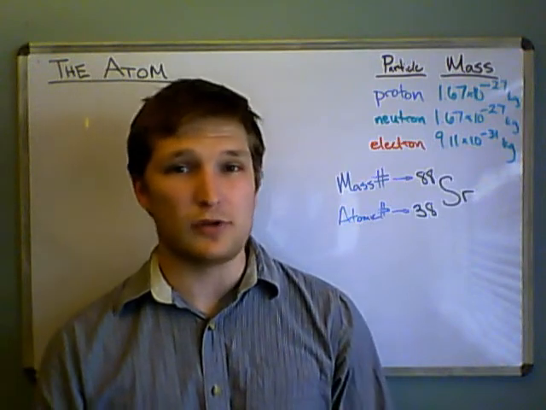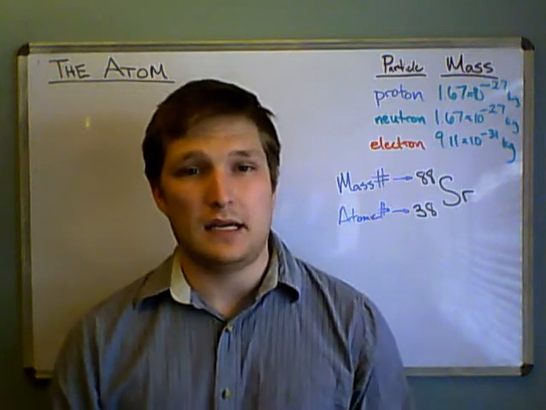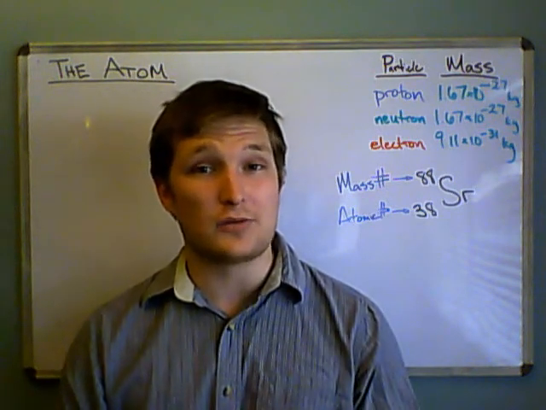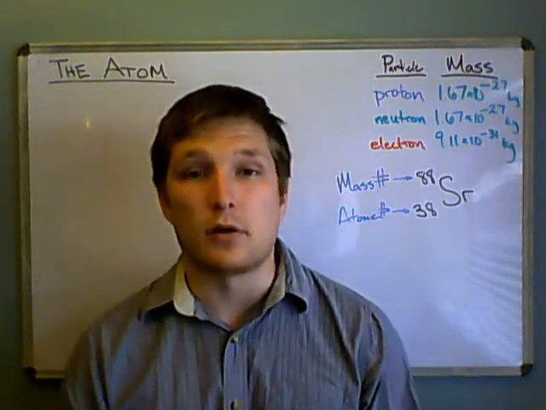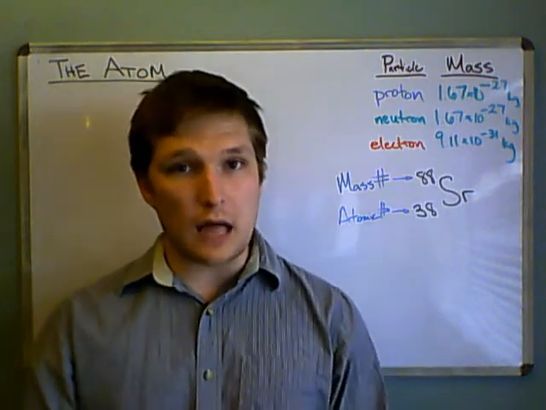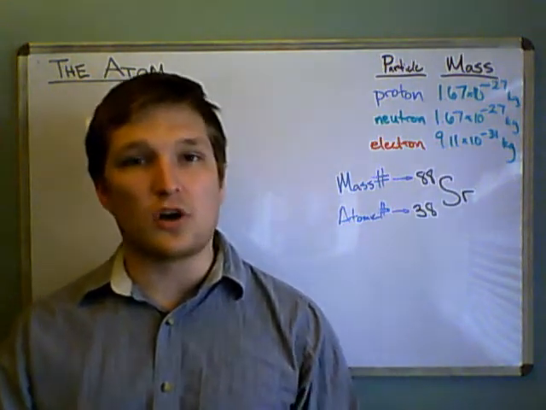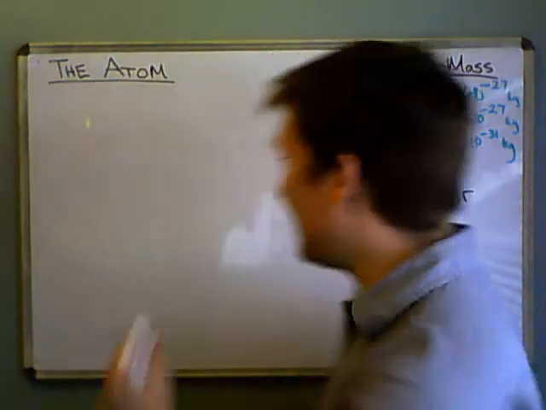Okay, we're going to talk really briefly about the atom, just the structure of the atom. And as you might remember from grade school, an atom is composed of three particles: a proton, a neutron, and an electron. Now, the protons and the neutrons clump together and form what's called a nucleus at the center of an atom.